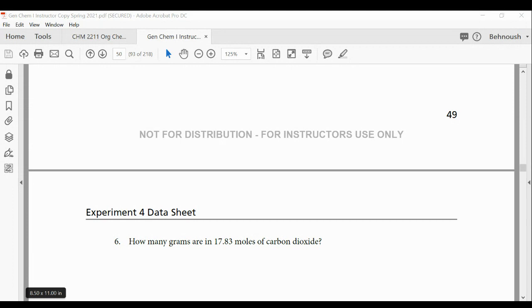Yes, Bianca, the unit is correct for molar mass, which is the mass for 1 mole.